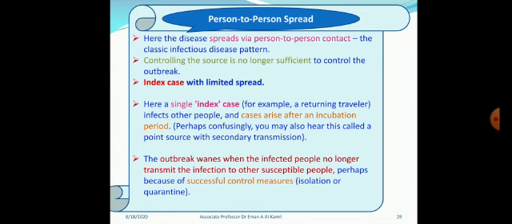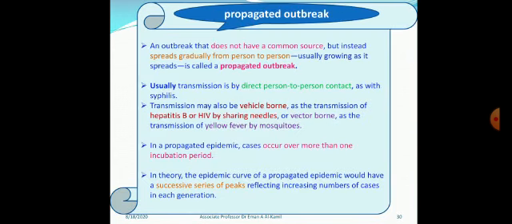So the outbreak decreases or wanes when the infected people no longer transmit the infection to other susceptible people, or when all susceptible people have had the infection, or by quarantine or certain control measures or treatment of individuals. This is called the propagated outbreak, an outbreak that does not have a common source but instead spreads gradually from person to person, usually growing as it spreads. This is called a propagated outbreak.